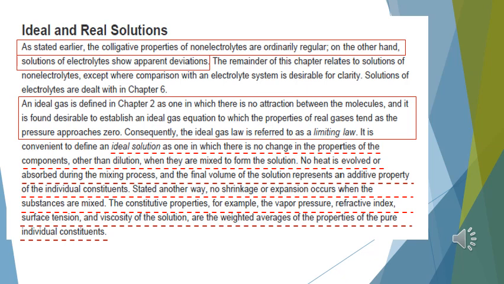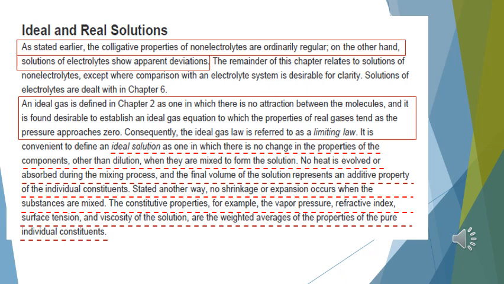And the reason is related to the interaction between the particles existing in the solution. So if there are some interactions between the particles in solution, or some forces, in this case we will see some deviations in the final properties, the colligative properties of the solution. So that's the first thing I want to mention.